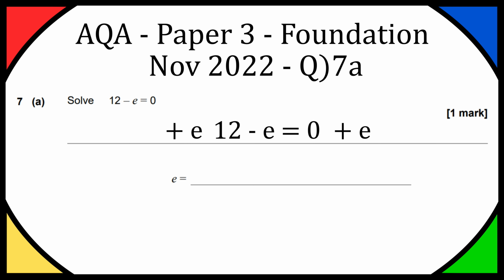So we're going to have a plus e on both sides of the equation. Now on the left hand side these are going to cancel out because we have a plus e and minus e, so we're just going to be left with 12 on the left hand side, and on the right hand side we just have 0 plus e.